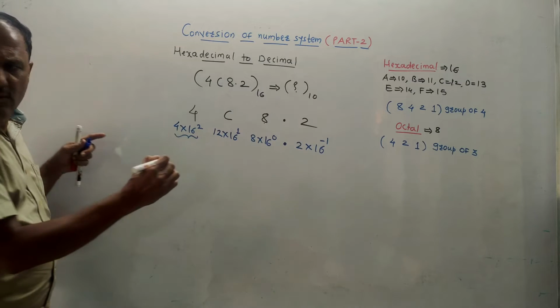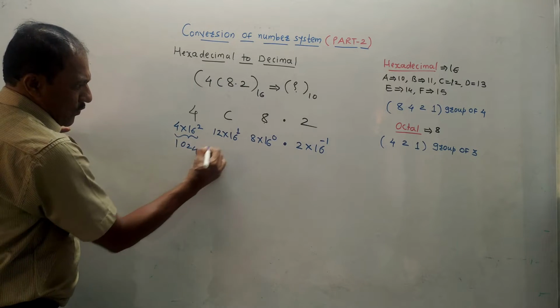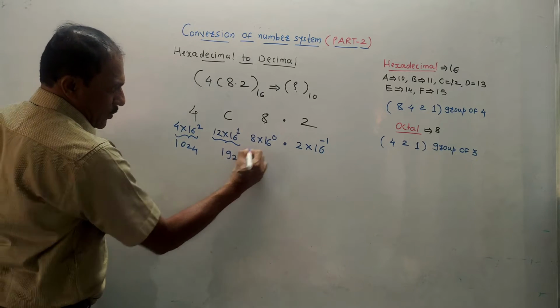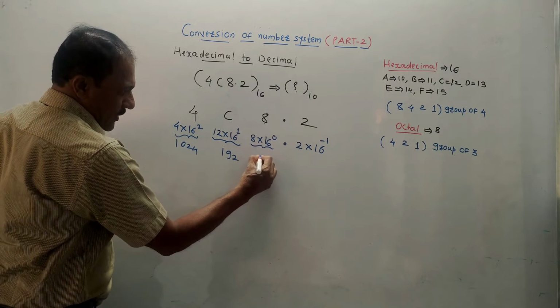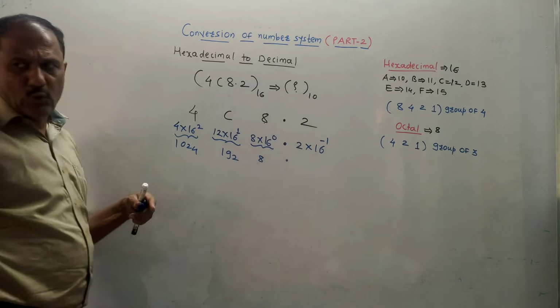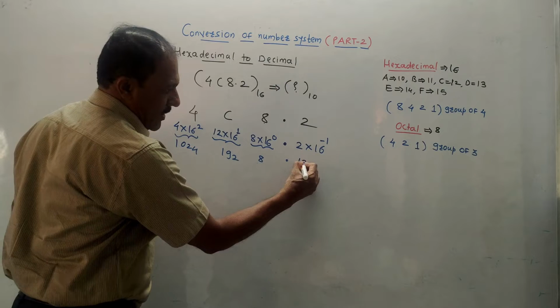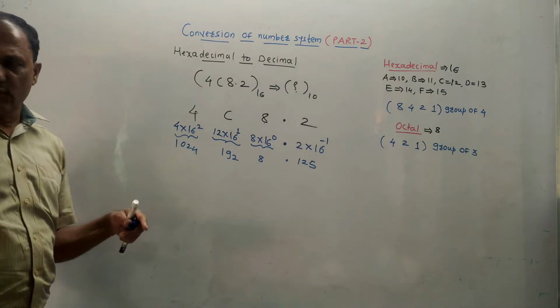So this answer will be 1024. Then 12 into 16 will be 192. 16 raised to 0 is 1, so it is 8. Then 2 into 16 raised to minus 1, which is 0.125.